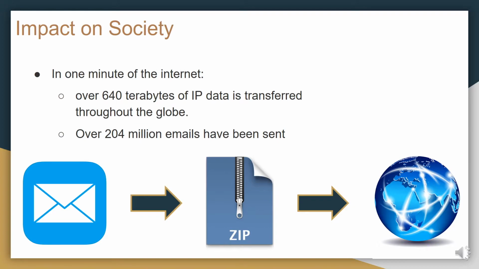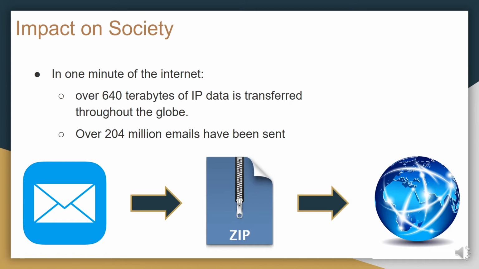One of the biggest cultures in the world is arguably the internet. In just 1 minute, over 640 terabytes of IP data is transferred throughout the globe. This is where data compression LZ77 comes into play. By compressing file sizes, 640 terabytes is much smaller than what it would have been uncompressed. LZ77 also impacts the speed at which data is transferred since it's much smaller.